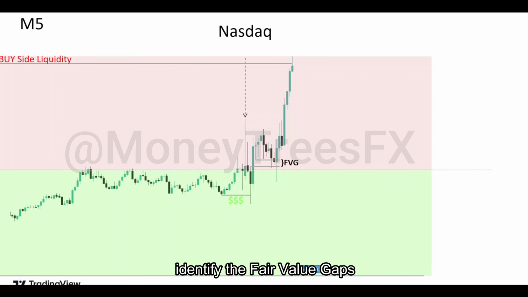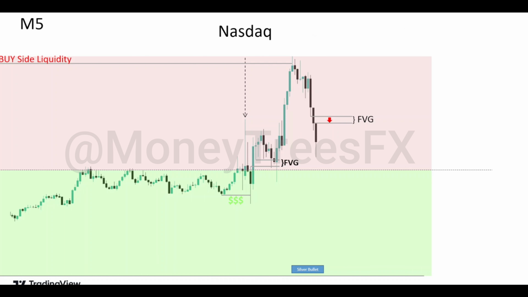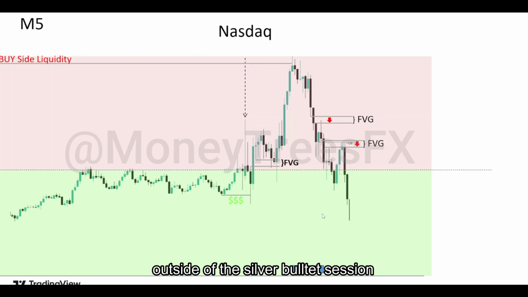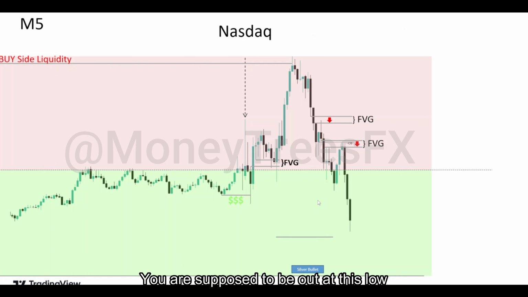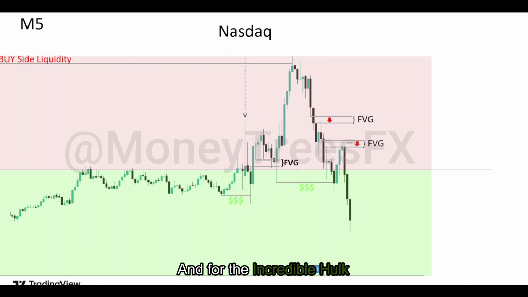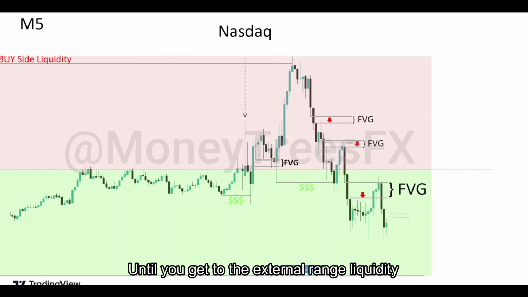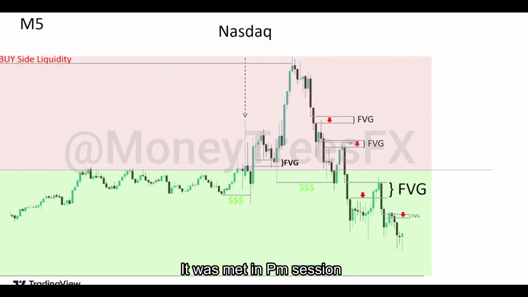Your next move is to identify the fair value gaps that support your entries towards your pool of liquidity. We have one right here, which is the closest one to price. We have another one right here, which exists with the order block. Keep in mind they are both in the premium side of the range. The second one got revisited outside of the silver bullet session. So if you're a silver bullet trader, you're supposed to be out at this low. And for the Incredible Hulk, you can just follow the order flow until you get to the external range liquidity. As you can see, it was met in the PM session, just after lunch hour.